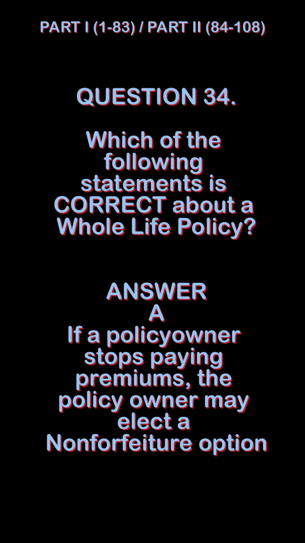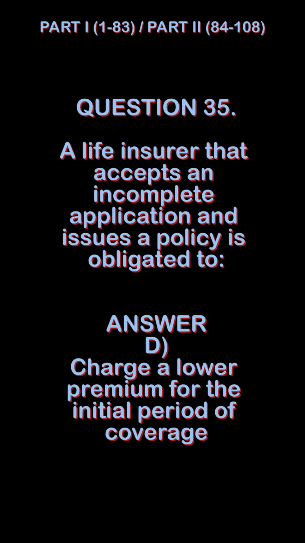Question 34. Which of the following statements is correct about a whole life policy? Answer: A. If a policy owner stops paying premiums, the policy owner may elect a non-forfeiture option. Question 35. A life insurer that accepts an incomplete application and issues a policy is obligated to. Answer: D. Charge a lower premium for the initial period of coverage.